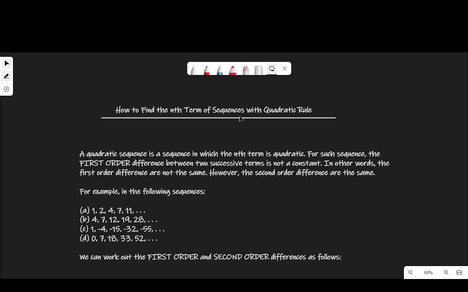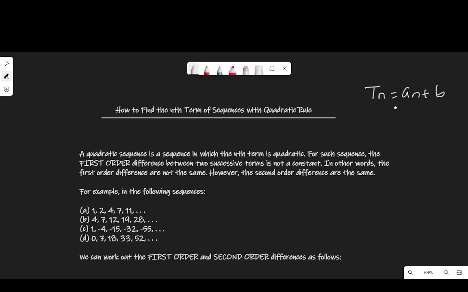In our previous class, where we looked at linear sequences, the nth term or the general term of such sequences is Tn equals an plus b. This is a linear equation here. For a quadratic sequence, we will not have a linear equation like this.